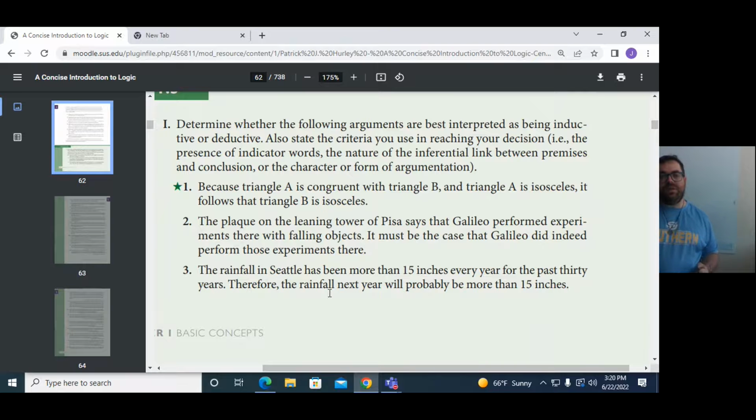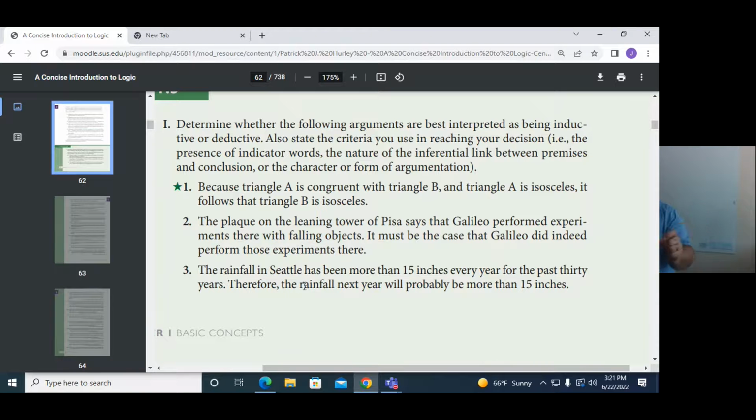But we need to be able to recall all the different types of inductive argument versus deductive, right? So in this chapter, I usually try to avoid the 1s and the 4s and the 7s, right? But I think this one is particularly good just to illustrate one particular form. So let's do number 1 together. Because triangle A is congruent with triangle B, right? And the word congruent means identically the same as. And triangle A is isosceles, it follows that triangle B is isosceles.